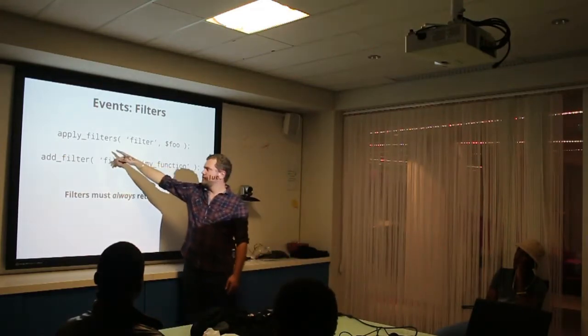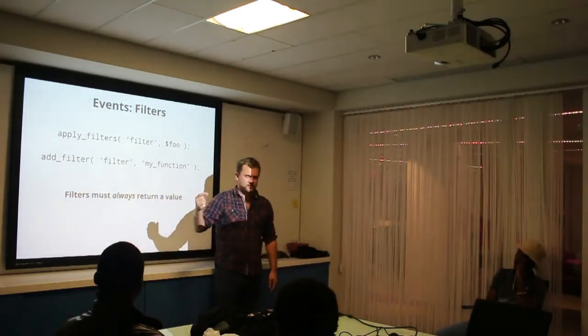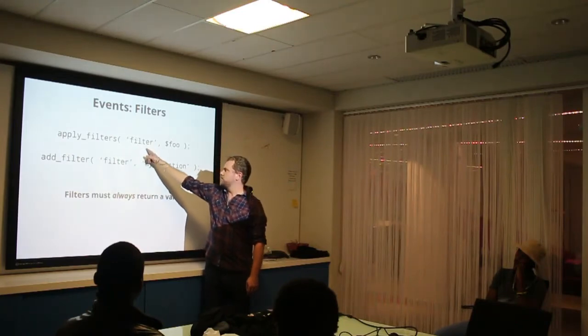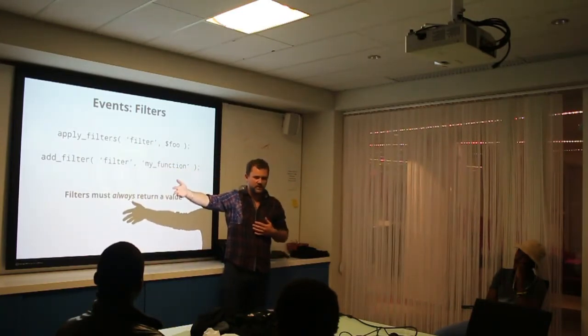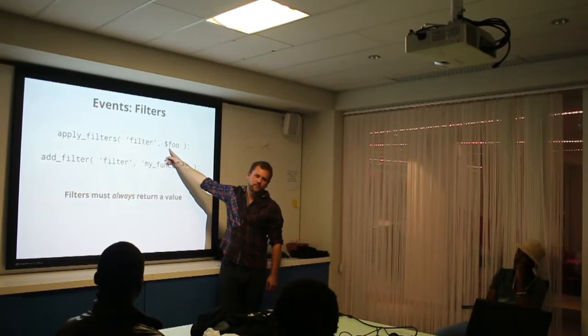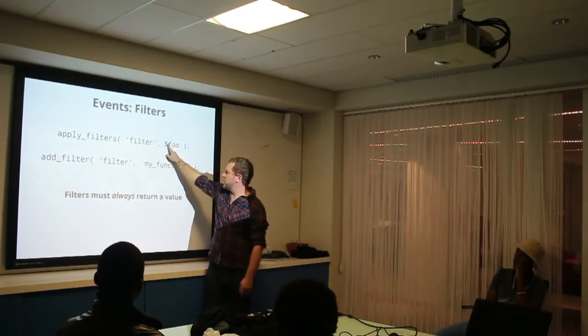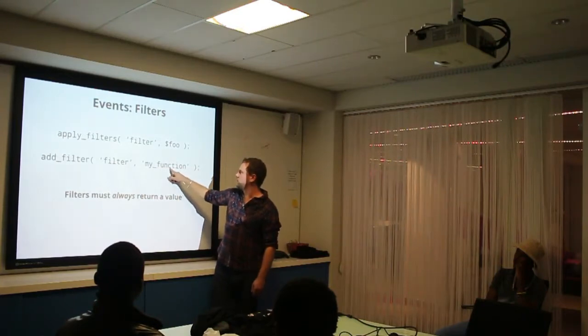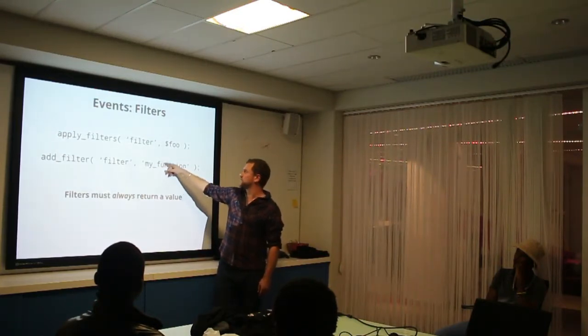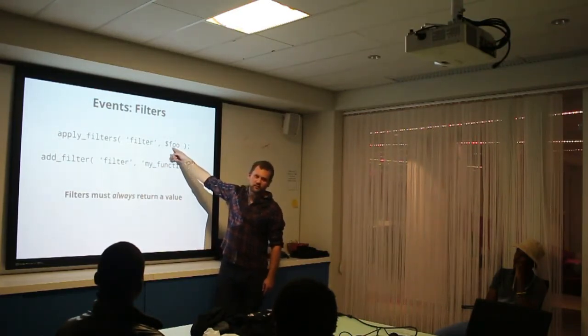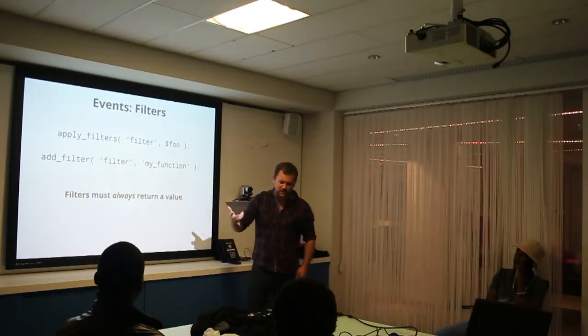So with apply filters, just like do action, you'll see apply filters, and that's the name of the filter, which is equivalent to the hook in do action. But there'll always be at least one parameter, always. And the reason for that is because this value is being passed, and whatever your callback function is that you've hooked onto it, it'll modify that variable. You'll see an example now, so it might make a bit more sense.